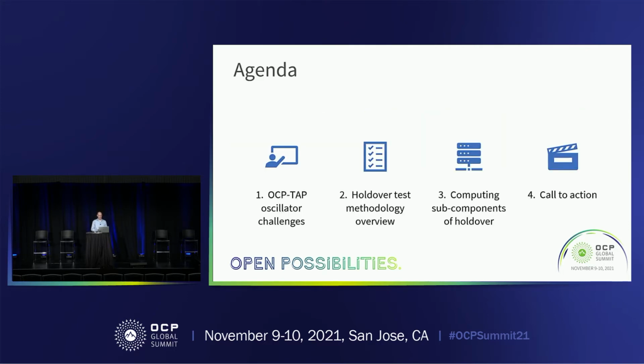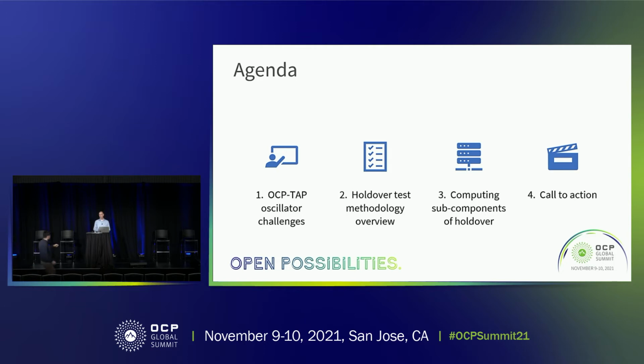So the agenda is, we have this fourth work stream at OCP-TAP, that is the oscillator workstream, and its main goal is to define classes of oscillators, but not just classify oscillators, also to specify the test methodologies, and that's what this talk will be focusing on. So we'll focus on the holdover test methodology, which is when you lose timing to the upstream network, and we'll talk about the input requirements, and then a very broad, high-level overview of the methodology, and then finally conclude with a call to action.